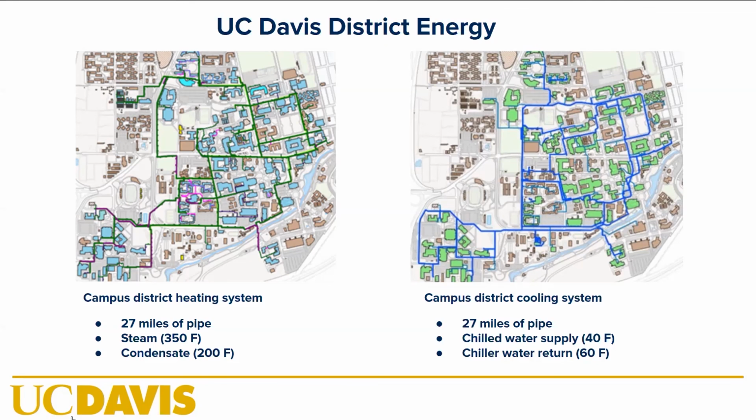So one thing we want to do is to take advantage of all that heat that we're collecting from the buildings. We can't do that with a steam system because of the temperatures that it's at. As you see, it's a high temperature system.